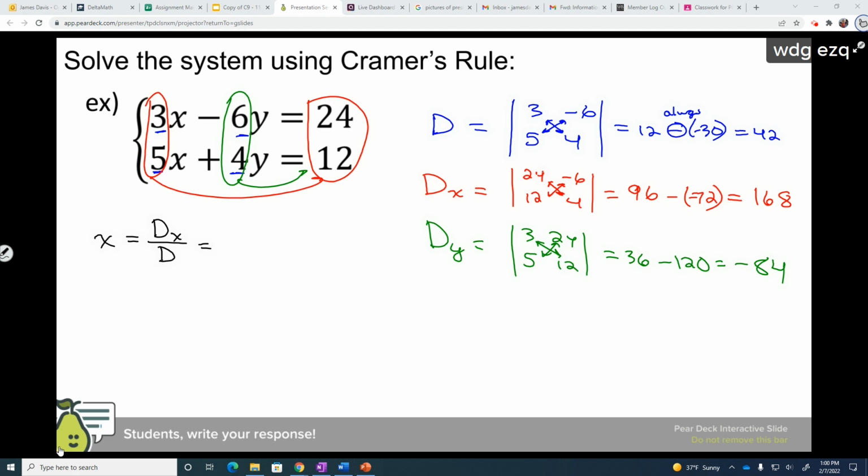So we write whatever D sub x is, it's 168 over D, which is 42. 168 divided by 42 is even 4. That's 4. And then y is D sub y over D, which is -84 over D of 42. That's -2. So our answer is 4, comma, -2.